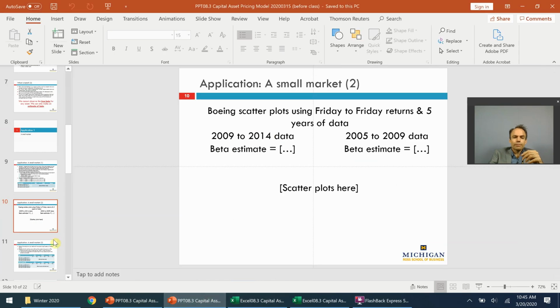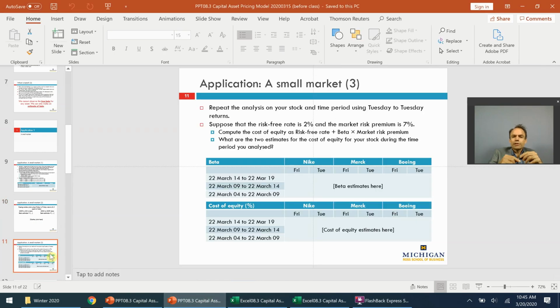Let's go a bit further. Let's repeat the analysis on our stock using Tuesday to Tuesday returns. Now, I'm not going to run through that here. All that you have to do is repeat all of the steps that we did previously on each stock using a different data tab that refers to Tuesday instead of Friday.